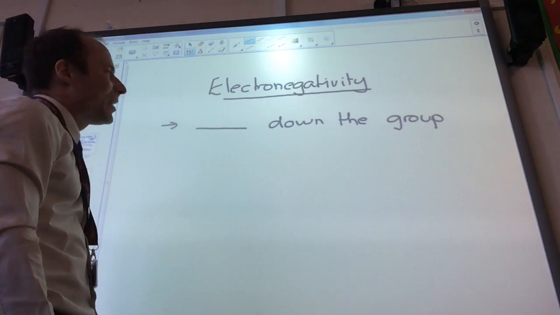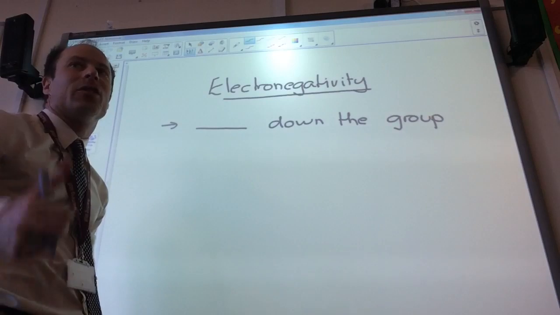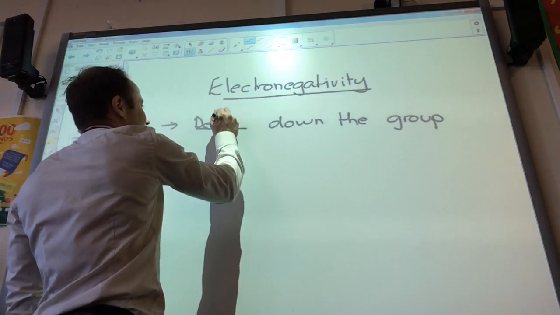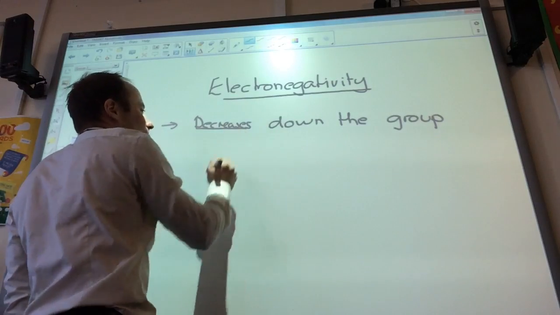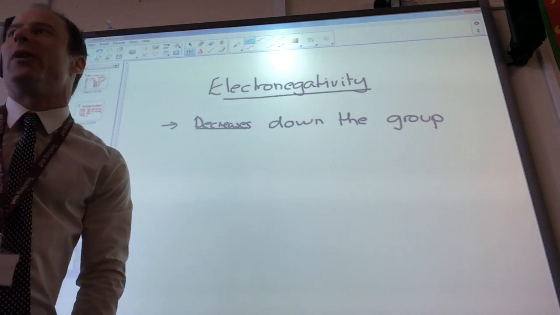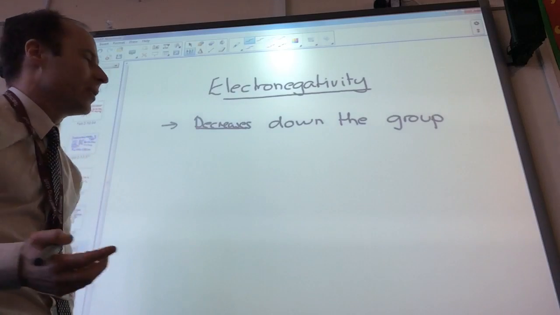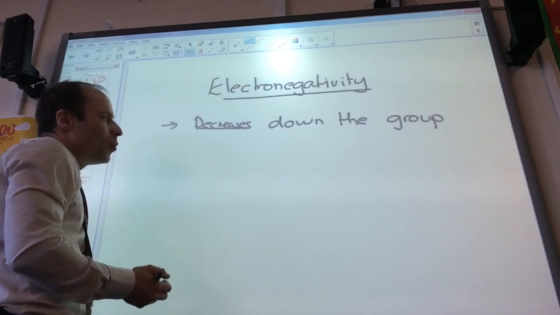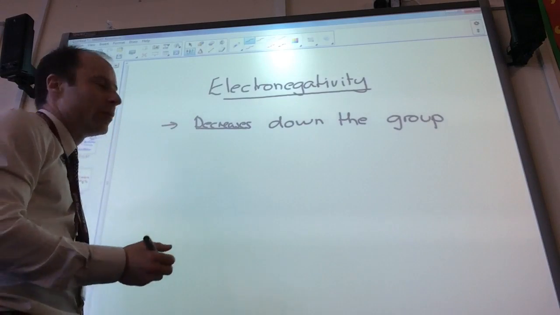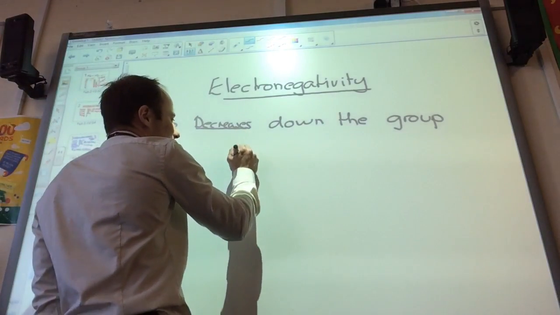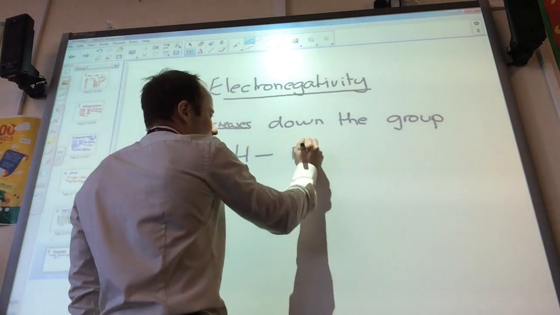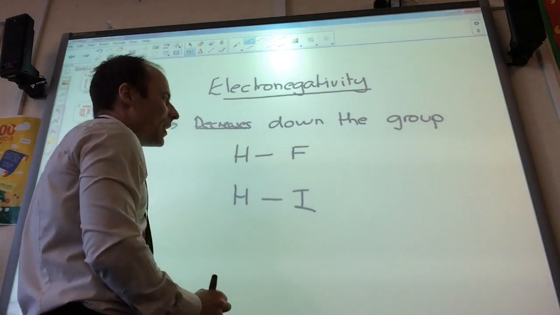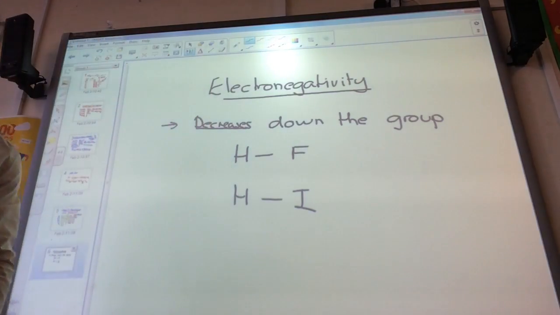So how about electronegativity? What do we reckon that's going to do down the group? Decrease. It decreases down the group. So fluorine, we know, is the most electronegative atom in the periodic table. So why will it decrease down the group? If we just compare HF with HI, why is electronegativity going to decrease?